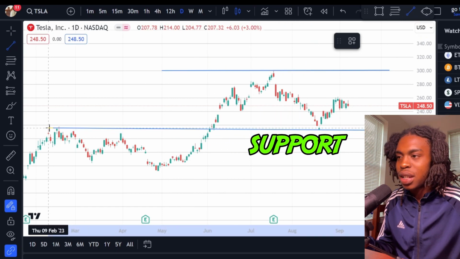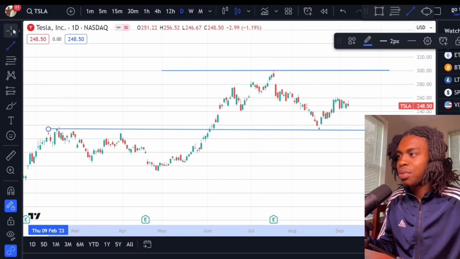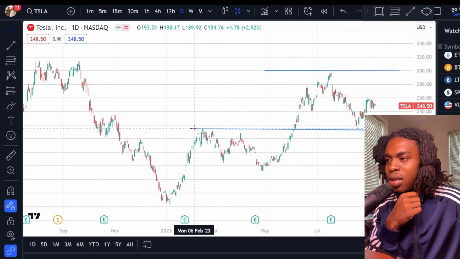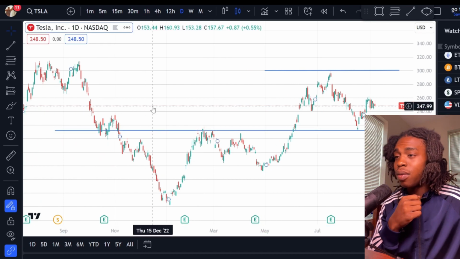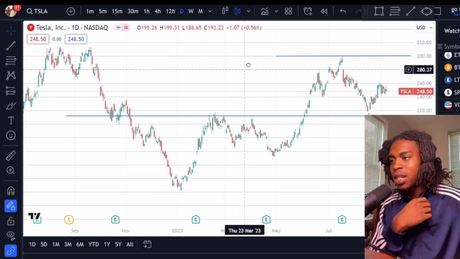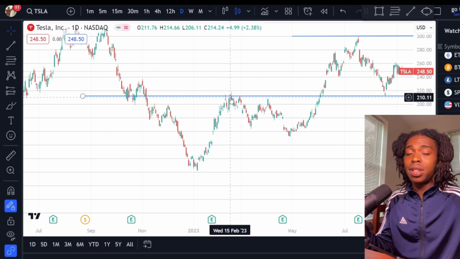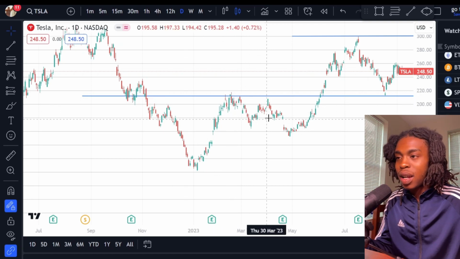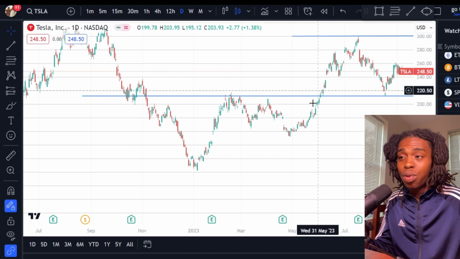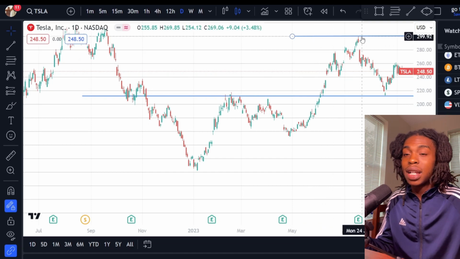And as you can see, if y'all notice the bounce, Tesla bounced off of a previous resistance. Like this right here. At this point, this used to be resistance. It went up, came down, went up, came down. But then it went through this, all the way up, making this a new resistance.